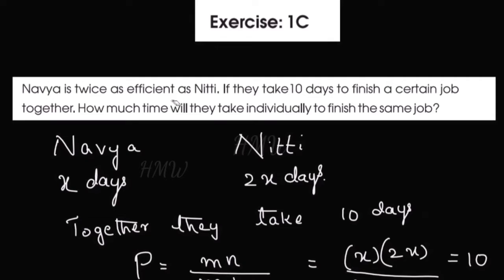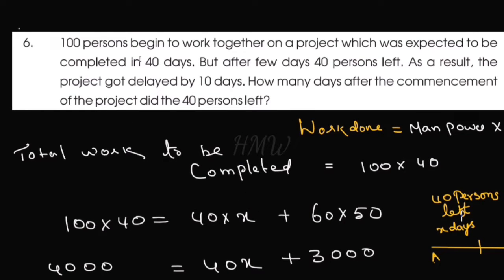Hello students, in this video we do chapter 2 numerical applications exercise 1C from the student support material uploaded by CBSE. Question number 6. 100 persons begin to work on a project which was expected to be completed in 40 days, but after few days 40 persons left. As a result, the project got delayed by 10 days.